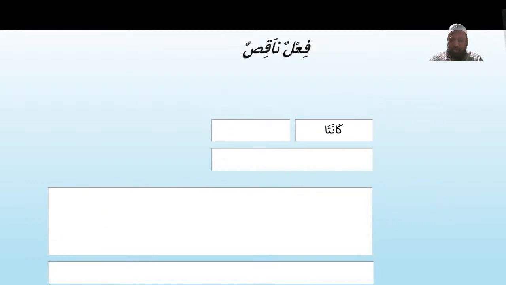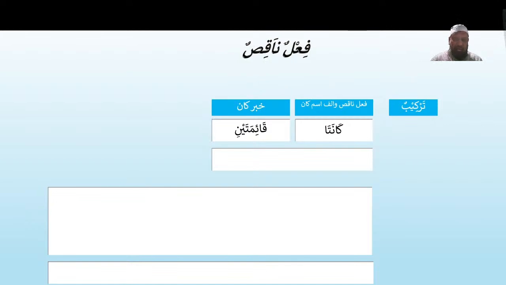Now let's do the example of muannas. كانتا. And over here we need to do 3 i'rab: fi'l itself, the ta, and then the alif. كانتا قائمتين. فعل ناقص. So again, فعل ناقص وألف اسم كان and قائمتين خبر كان. Translation: they both female were standing.